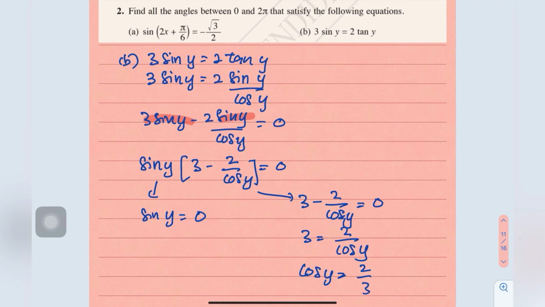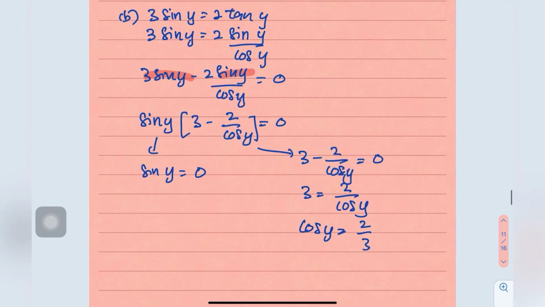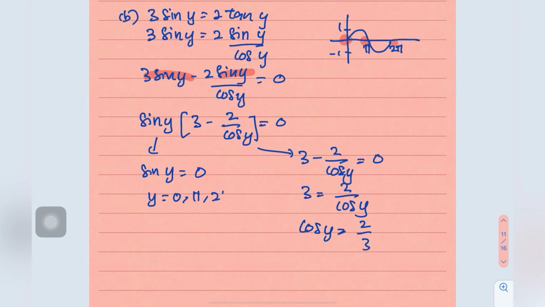Okay, so then we solve one by one. Sine y equals 0, from the graph. So 2 pi, this one 1, this one negative 1. Sine is 0 right here, here and here. So y equals 0, pi and 2 pi. Okay, so cos y is 2 over 3. Cos is positive. Add sugar to coffee, 1, 2, 3 and 4: quadrant 1 and quadrant 4.